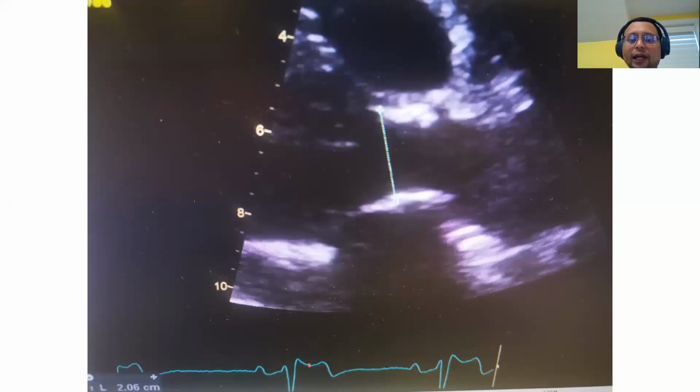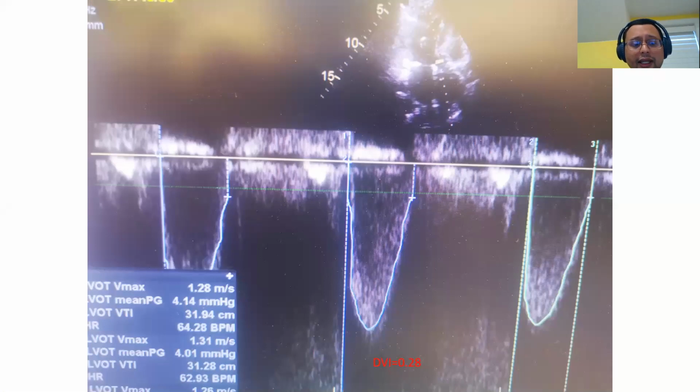This is the LVOT diameter. Again, this is the LVOT VTI. The dimensionless index is 0.28. Again, in the middle, right? 0.30 and above is normal, less than 0.25 is abnormal.